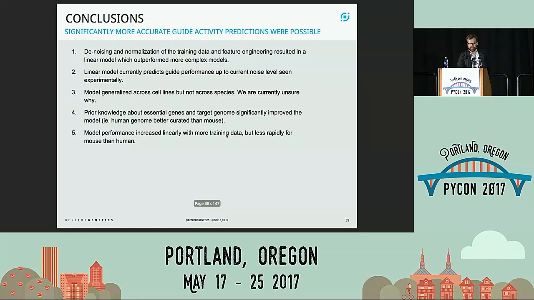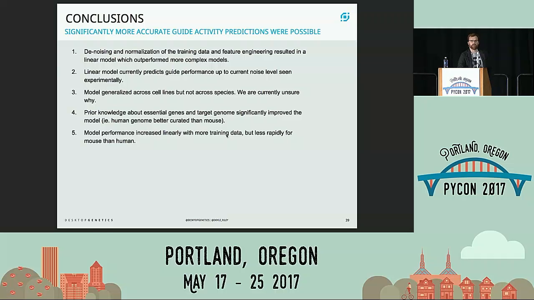So in terms of some interesting findings and path forward, we found denoising and normalization was critical to the performance of the machine learning pipeline. The linear model performed surprisingly well, and in some cases it was coming close to the sort of noise you just see between different experiment trials. The model generalized well across different cell lines of the same species, so different humans, but it did not generalize between, say, human and mouse. They each had quite distinctive models, and we're not entirely sure why that is, because the biochemistry should be fairly similar. But nonetheless, that's a pretty interesting finding from a more scientific perspective.